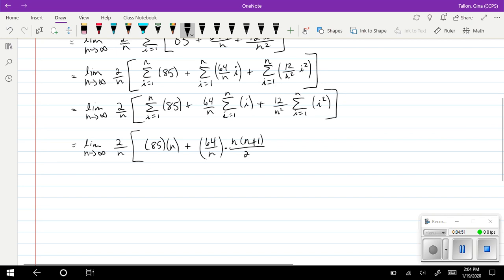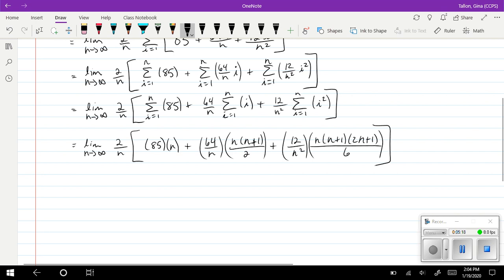More multiplication here. Plus 12 over n squared. I'll wrap that in parentheses just to keep the same format that I have here. I'll take that dot out of there. Put that like that. And here we go. The summation as i goes from 1 to n of i squared is n times n plus 1 times 2n plus 1, all divided by 6.